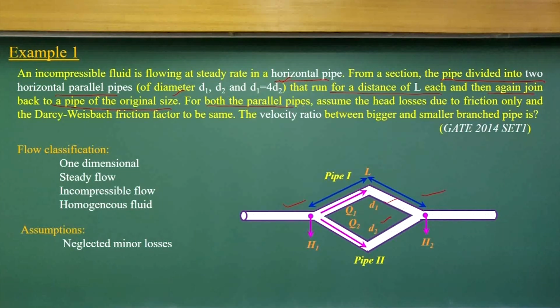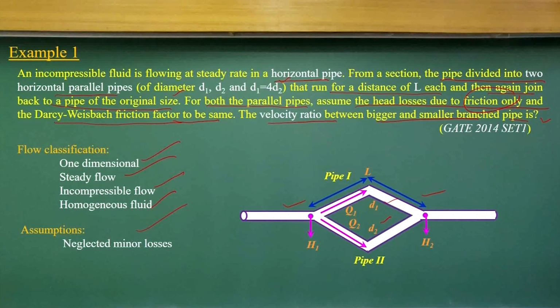For both the parallel pipes, assume the head loss is due to friction only, and the friction factor is the same. So, F is constant. What could be the velocity ratio between the bigger and smaller branched pipe? If you look at these problems, as we solved earlier, we follow the basic concept of one-dimensional steady flow, incompressible, neglecting the minor losses, only the friction losses to be considered.